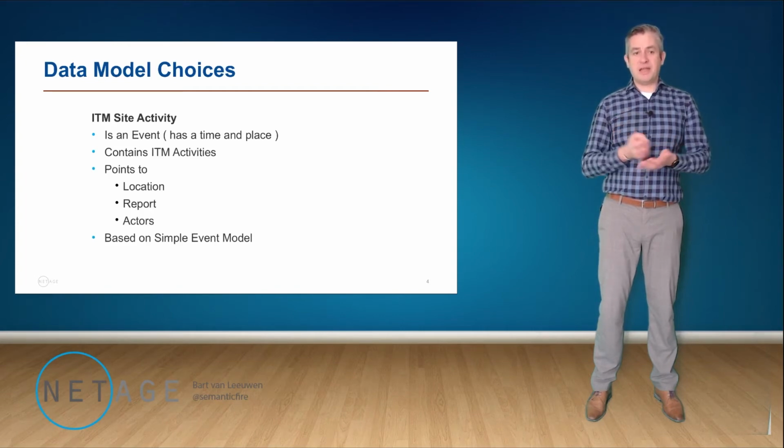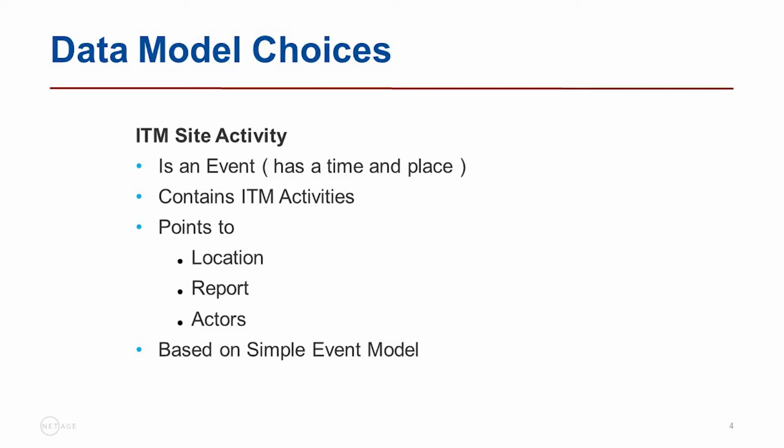We start with an ITM site activity, which is an event and a container of ITM activity. The site activity means you're going to do an inspection, a test, or a maintenance round on a specific site. That's what we found in the data, and in how inspections are normally recorded as well. People take a full building or a full site, so that's why we call it site activity. They contain ITM activities, and I'll explain later what we consider ITM activities. The site activity points to a location, a report, and actors.